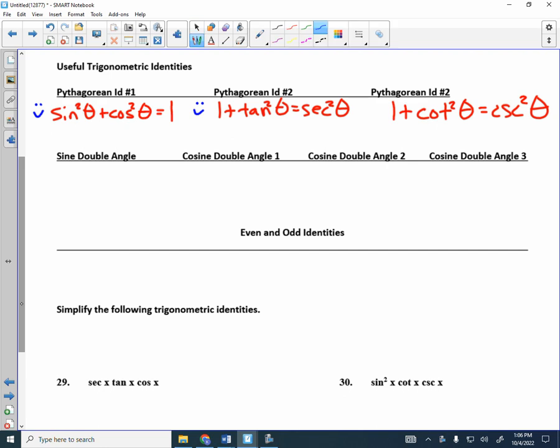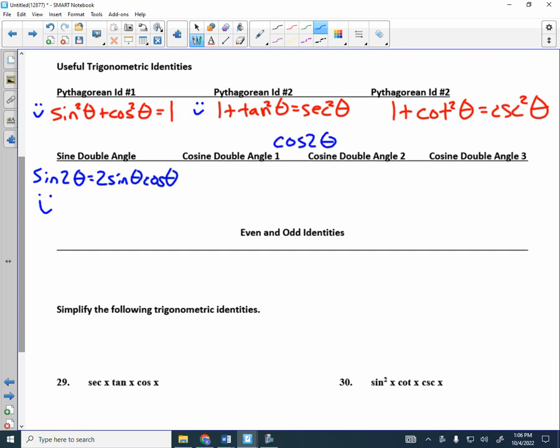This one does come up. Okay? The double angle formula. Sine of a double angle is equal to 2 times sine of a single angle times cosine of a single angle. This one you have to remember for the test. You do not need to remember the cosine of the double angles. And I'll just write it here.